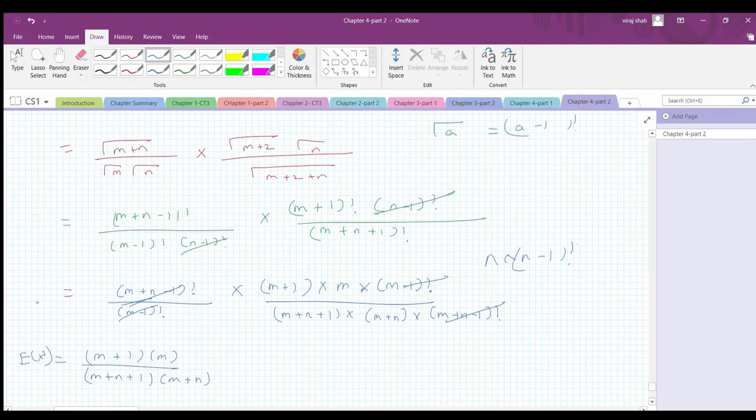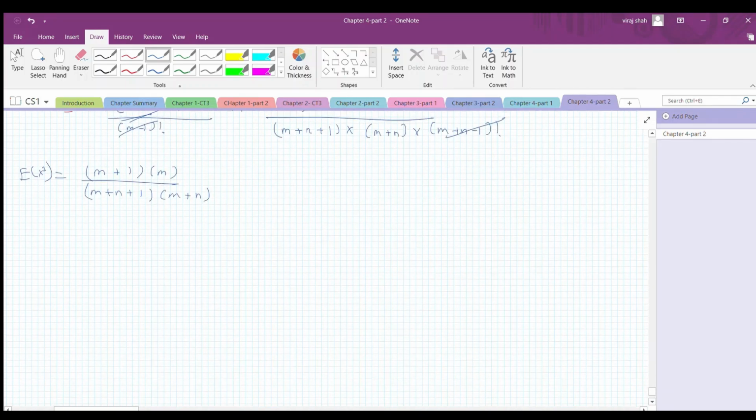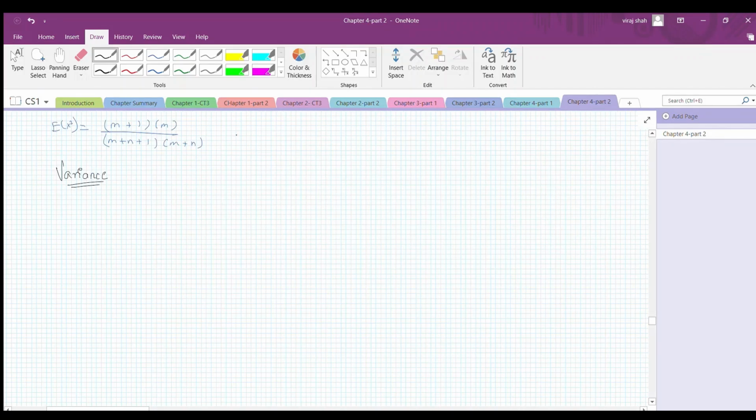Now I'm finding variance. What was the formula for variance? So guys, now let's start with the variance aspect. What is the formula of variance? It is nothing but expectation of x square minus expectation of x the whole square, right? We have the formula of expectation of x square. Now we have even the formula for expectation of x. So I can now solve it.